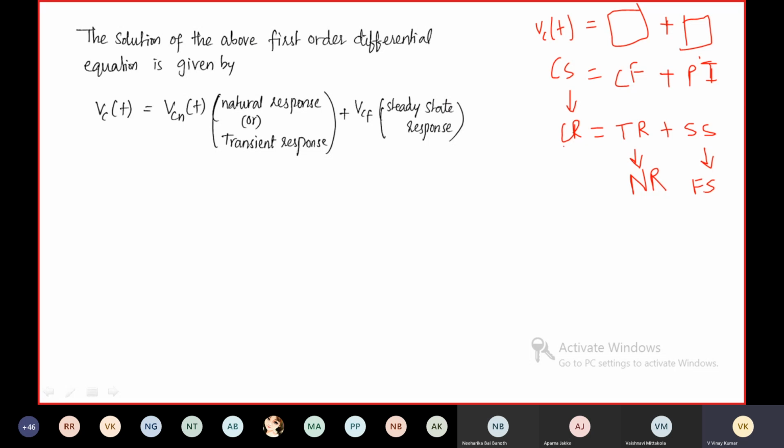Okay, so the complete solution of a first order non-homogeneous differential equation is composed of two parts, namely the complementary function plus the particular integral. So the complete response is equal to the transient response plus the steady state response, right? So Vc of t is equal to the natural response Vcn of t plus the forced response Vcf of t.